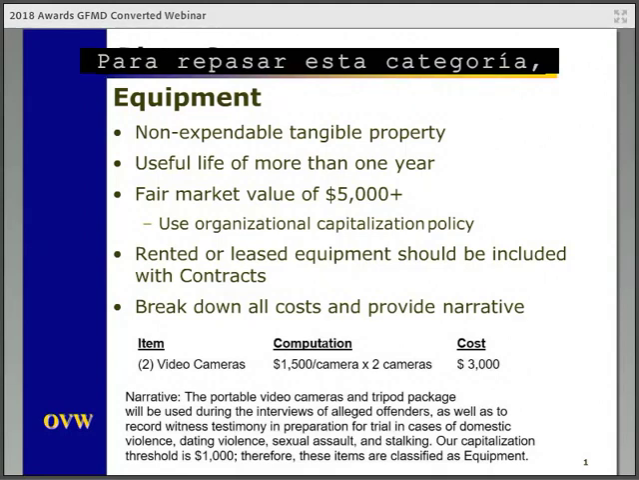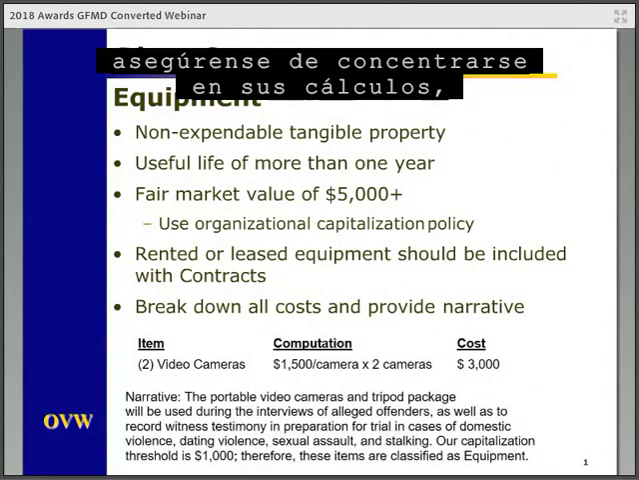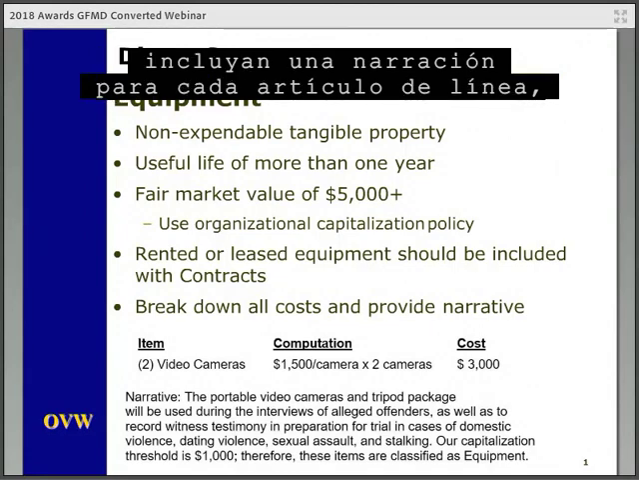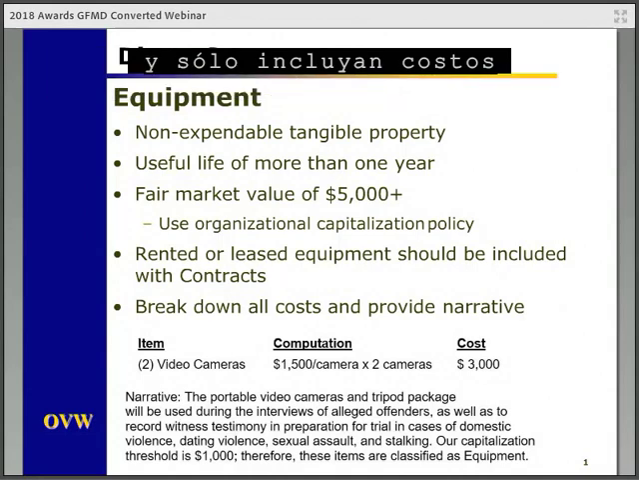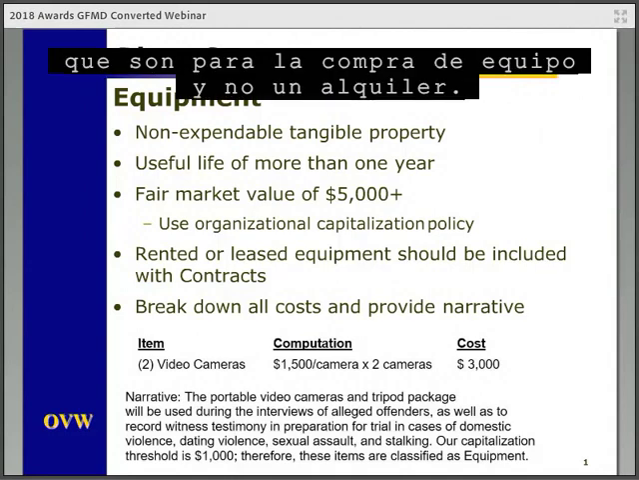So to recap for this category, make sure you focus on your calculations, include a narrative for each line item, only include costs that meet your capitalization threshold, and only include costs that are for the purchase of equipment and not a rental.